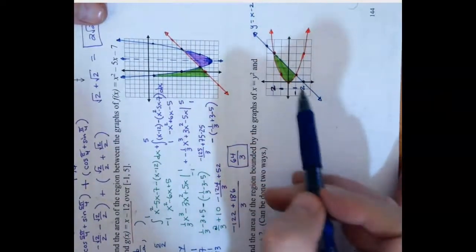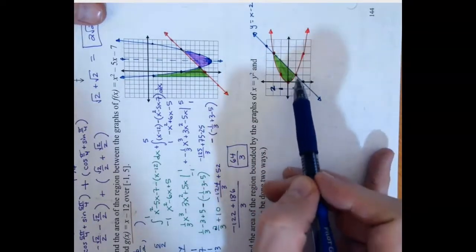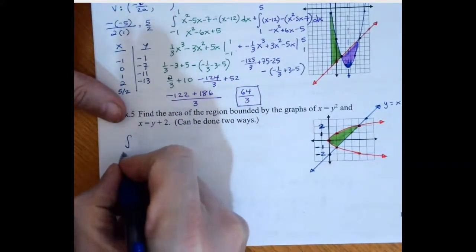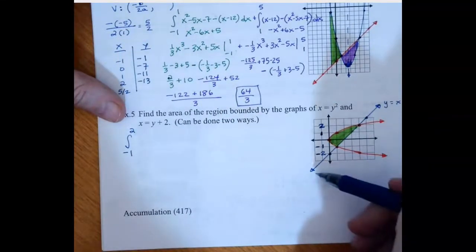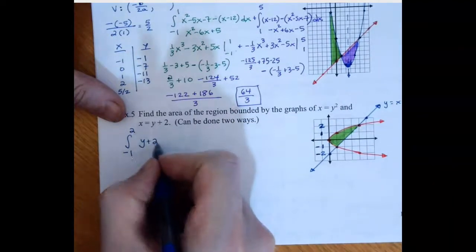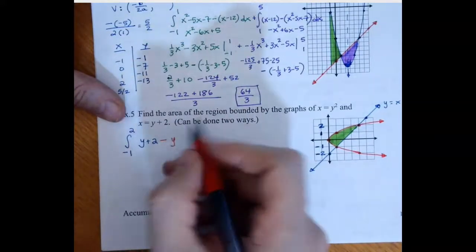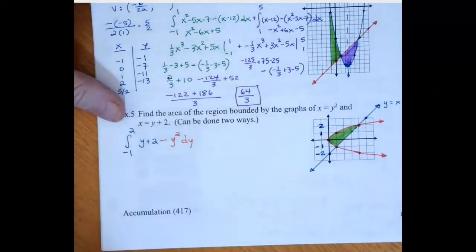And so what we can do here is say what's on top and what's on the bottom and where are they going from. So you see here that we're going from negative 1 to positive 2, hopefully. So if we integrate from negative 1 to positive 2, what was on top was the line. So that's going to be y plus 2. And what was on the bottom was the parabola. So that's going to be y squared. And so this is going to be dy. So we're doing this in terms of y.